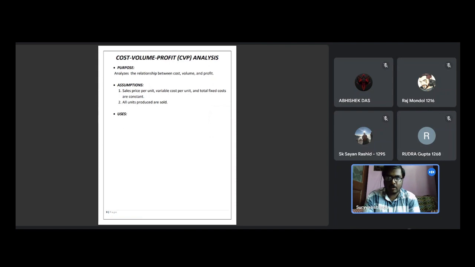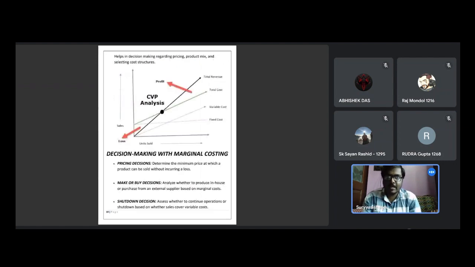Next slide. Cost volume profit analysis. Purpose: analyzes the relationship between cost, volume, and profit. Assumptions: sale price per unit, variable cost per unit, and total fixed costs are constants. All units produced are sold. Uses. Next slide, please. Helps in decision making regarding pricing, product mix, and selecting cost structure. And this is the diagram of our CVP analysis.